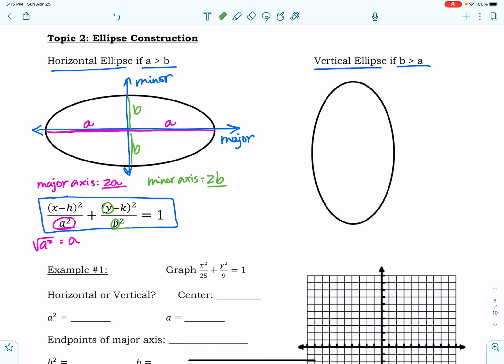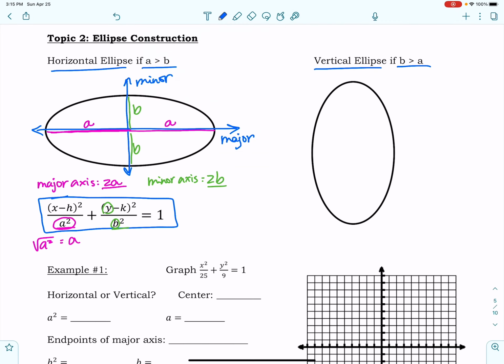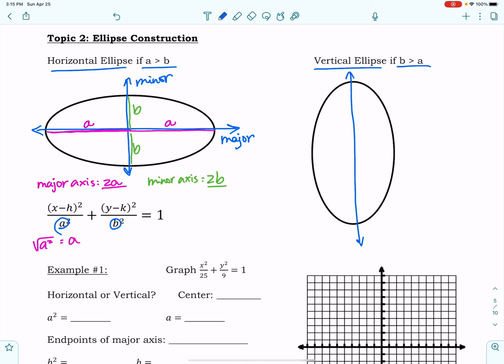All right, so when we come over here to our vertical ellipse, this means now that B would be larger than A. So in other words, this value is bigger than this value. All right, so that means that we have a major axis that's going to be parallel to the y-axis, and the minor will be parallel to the x-axis.